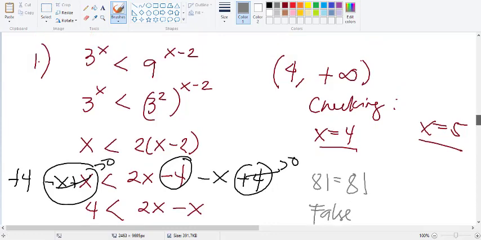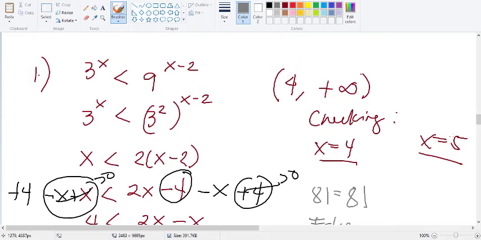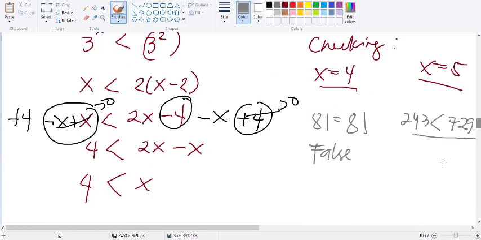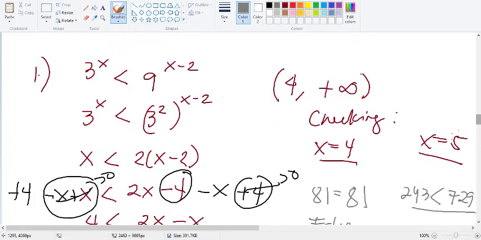Now, let's try 5. 3 raised to 5 is 243. And then, 5 minus 2 is 3. So, 9 raised to 3 is equal to 729. Sorry, why did I put an equal sign there? It should be less than. Okay, 243 is less than 729. Now, this is true. So, meaning, we have already checked that indeed, the solution set for this inequality is 4 until positive infinity.